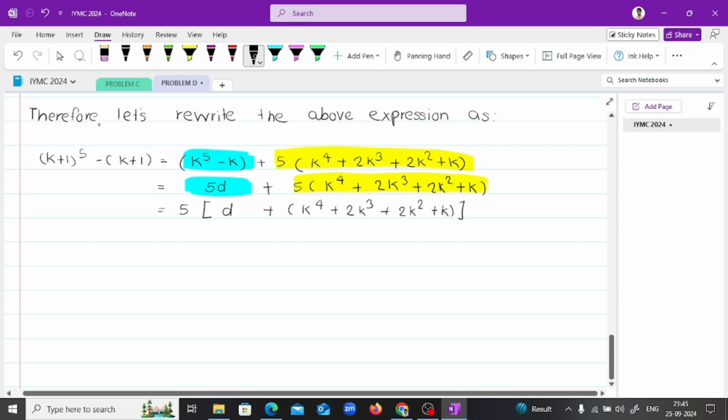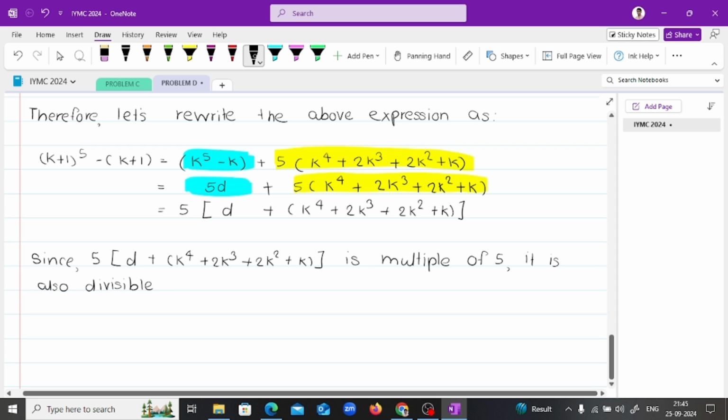Okay, and since 5 in bracket d plus k raised to 4 plus 2k cube plus 2k square plus k is a multiple of 5, it is also divisible by 5. Thus k plus 1 raised to 5 minus k plus 1 is divisible by 5, completing the inductive step.